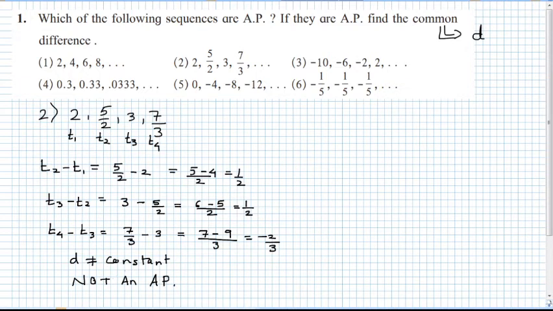If it was an AP, d should be constant. So this is the first one, and it is not an AP. The second one is also not an AP. Let's take one more here. Let me try the sixth one.